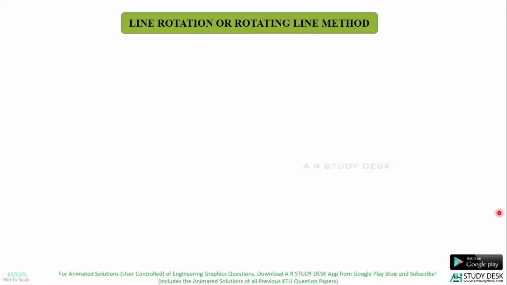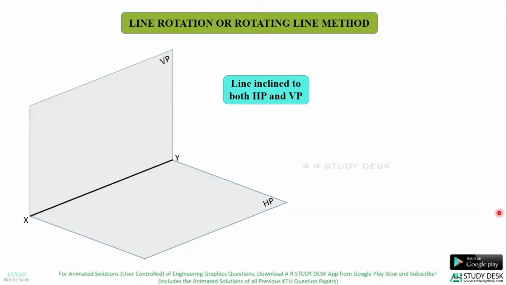Line rotation or rotating line method. So here the line we are considering is inclined to both HP and VP. So this is HP and VP, the first quadrant, and here the line AB is inclined to both the reference planes. You will get a better idea when we project this line AB to HP and VP. Okay, so the front view gets projected onto the VP and it is A dash B dash. So A dash B dash is inclined to HP. So the front view length is inclined to the XY line.